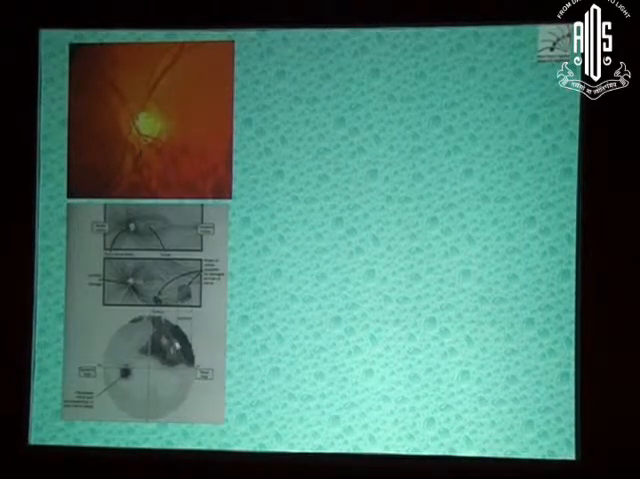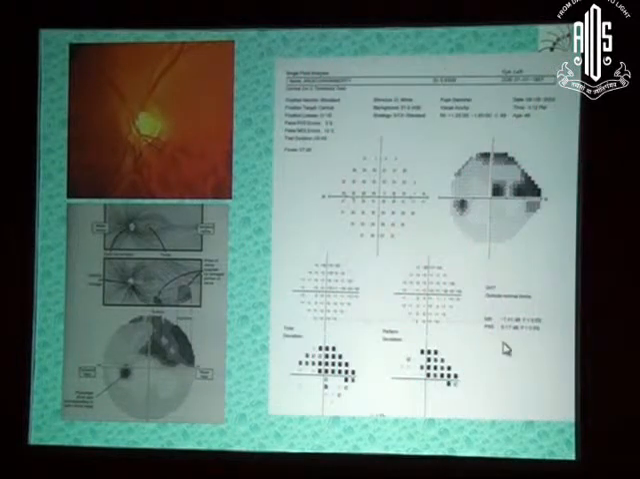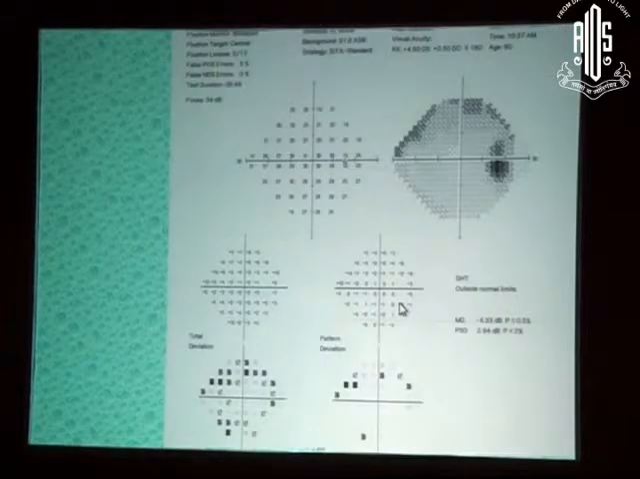Just a few examples. Rather than asking you, I will tell you what this is. If you get a disc like this, the inferior is smaller than the superior. So you may get an inferior nerve fiber defect, and some defect in the supratemporal area, and you will be happy with this. This has a definite nasal step, so this patient is likely to have glaucoma. If you get a field like this, what will you think of?